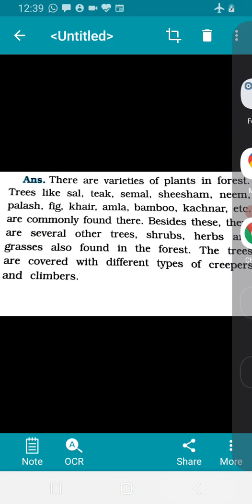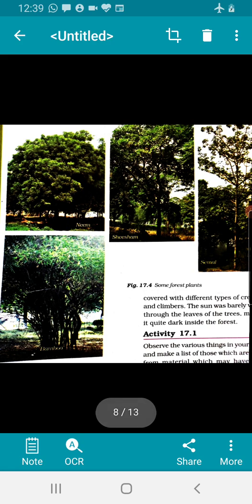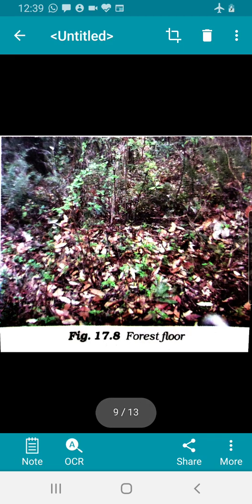Like that, there are many animals living in the forest. There are boar, bison, jackals, porcupine, and elephants living in the deeper areas of the forest. Now, these are the various trees you can find in the forest.